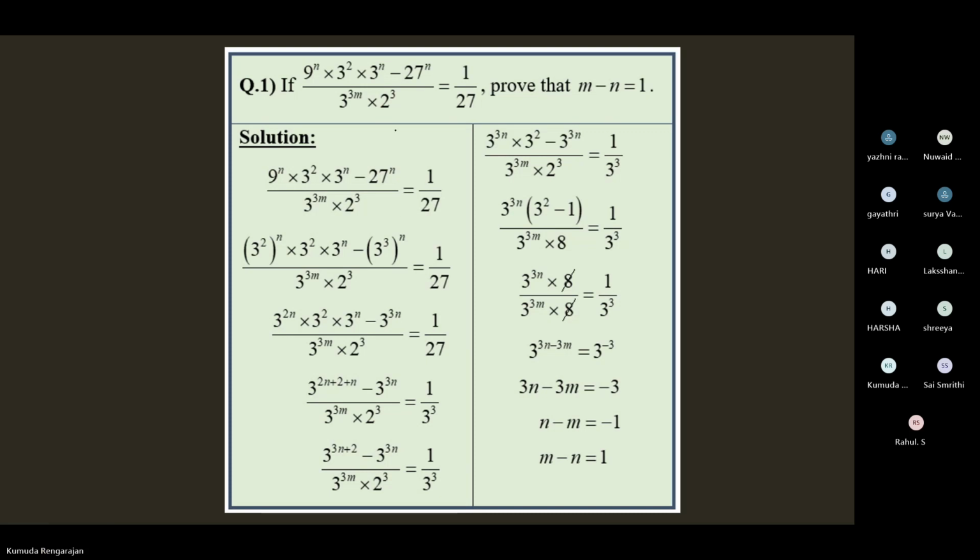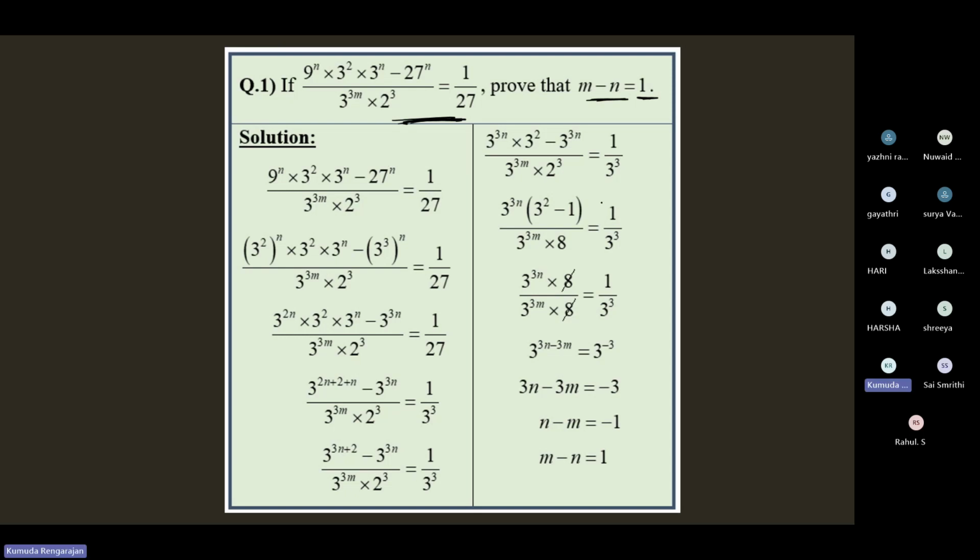All right. So this is the first question. We have an equation given to us. 9 to the power n into 3 square into 3 to the power n minus 27 to the power n divided by 3 to the power 3m into 2 cubed is equal to 1 by 27. So this equation is true, this is given to us. Given this, we'll have to prove that m minus n is equal to 1.